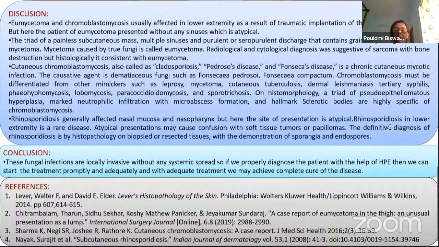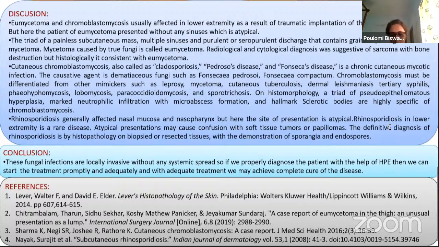Rhinosporidiosis generally affects nasal, ocular, and genital mucosa. But here, in our patient, it affected the lower extremity, which is a very rare presentation. This type of atypical presentation may be confused with soft tissue tumor or papilloma. So, a definite diagnosis of rhinosporidiosis by histopathological demonstration of sporangia and endospores is necessary.